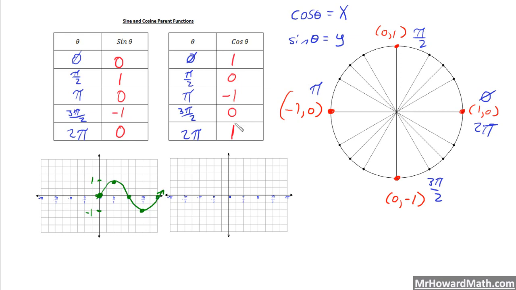Now for cosine. Cosine is at 1 right here. We're making that 1, and this down here will be negative 1. So it's here at 1, and then at pi over 2 it's 0. At pi it's negative 1. 3 pi over 2 back to 0. 2 pi, positive 1.